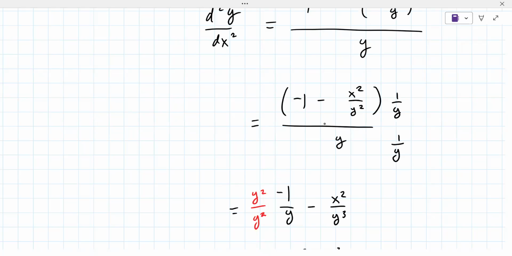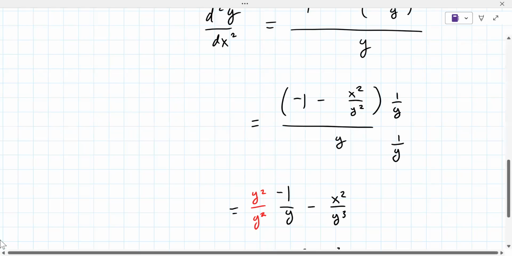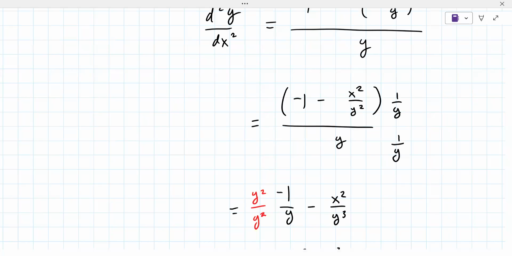Sure. You want to do second derivative on this? Yeah.